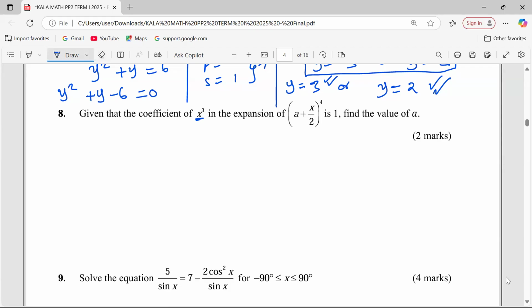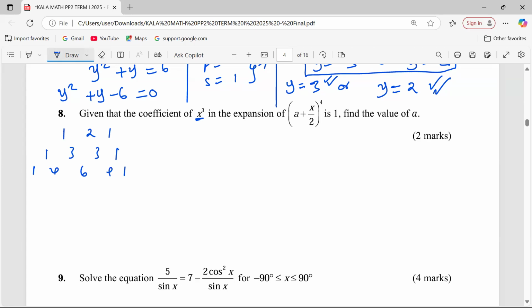They're going to be, these ones are for 2: 1, 2, and 1. Then for 3: 1, 3, 3, and 1. And for 4, we'll have 1, 4, 6, 4, and 1. Therefore, these are for power 4. So which is the coefficient for the fourth term? The coefficient for the fourth term is going to be 4.